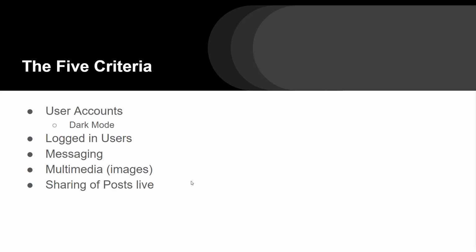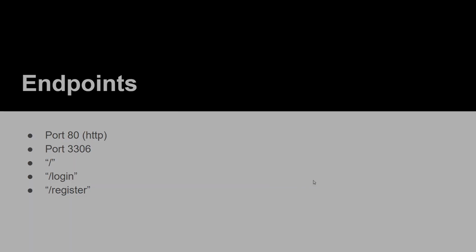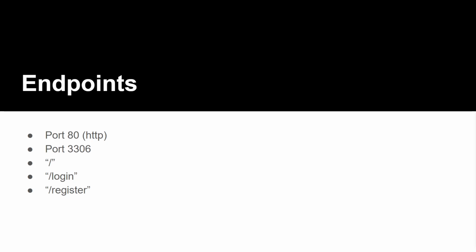And now for the endpoints of our app. For the endpoints, the web server runs on port 80, which is HTTP, and the SQL server is running on 3306. The / path leads to the login page if the user is not logged in and does not have an authentication cookie, but will take the user to the main page if the user is logged in.